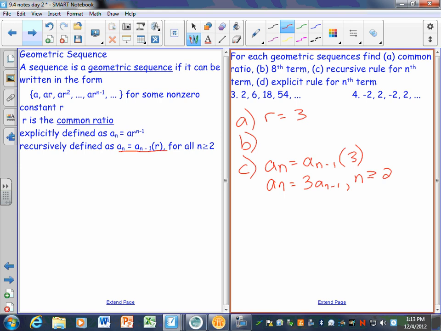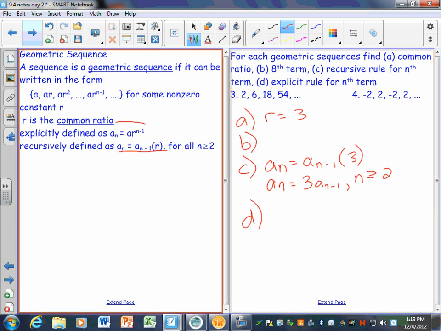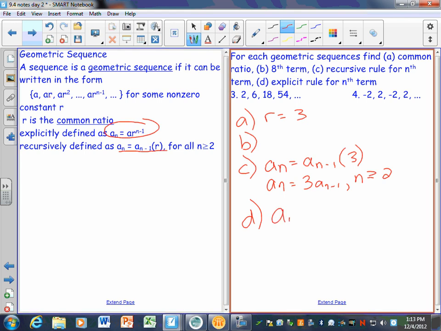But part D is that explicit formula. And the explicit formula is much less work than the arithmetic one. Again, just like the arithmetic, you need, I'll write it out here again, A, which is the first term, times R to the n minus 1. And R is your common ratio. So A is my first term, which is 2. R is my common ratio, which is 3. And that's to the n minus 1 power.